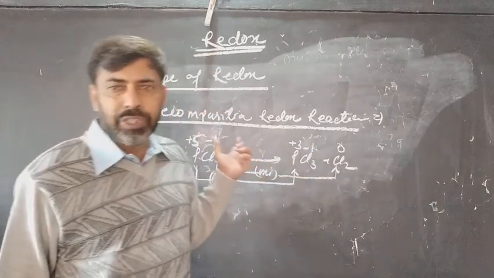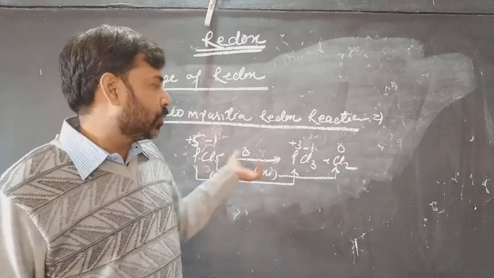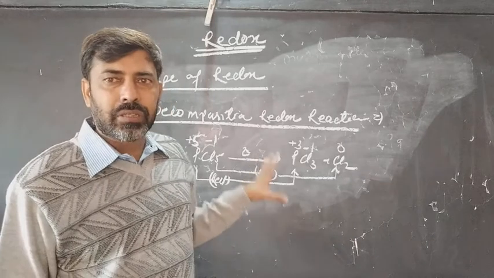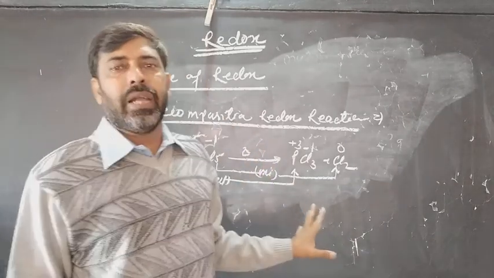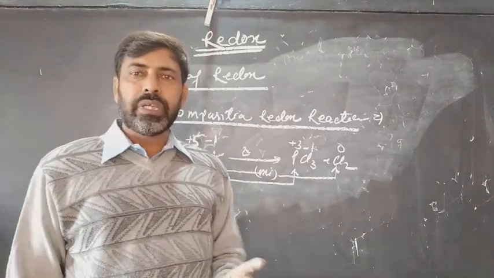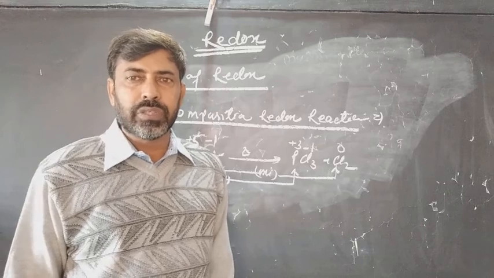The PCl5 is decomposing in the form of PCl3 and Cl2. Phosphorus pentachloride is breaking into trichloride and chlorine. And what will this process be called? The process is decomposition, and the reaction is also a redox reaction. So when a decomposition reaction is a redox reaction, that is called the decomposition redox reaction.